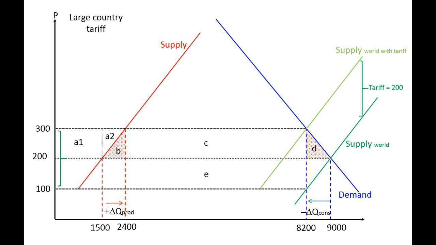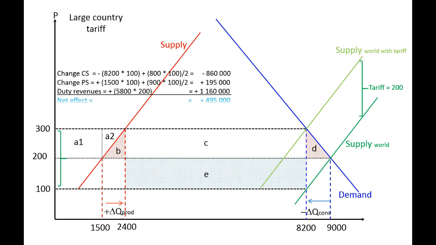So if we calculate them, we're going to see that the change in consumer surplus is negative 860,000 in this case. The positive change of producer surplus will be 195,000, and the duty revenues to the government will be 1,160,000 in this example. So we actually have a net positive effect of 495,000 because we have introduced a tariff as a large country on the import from the world market.